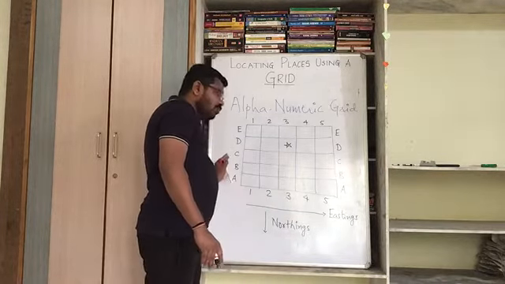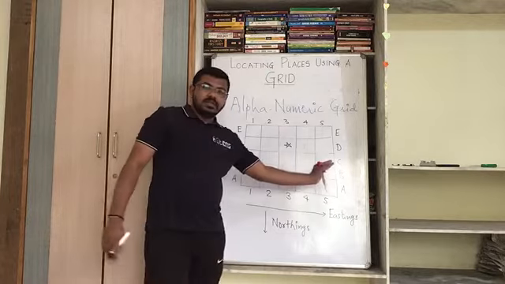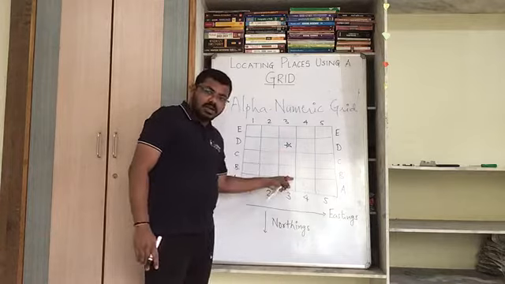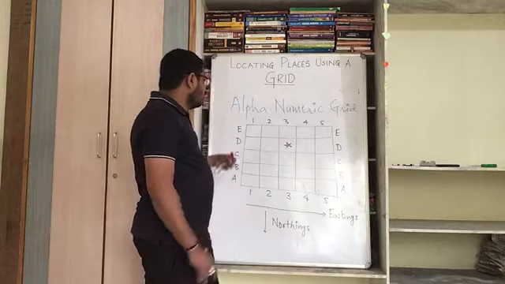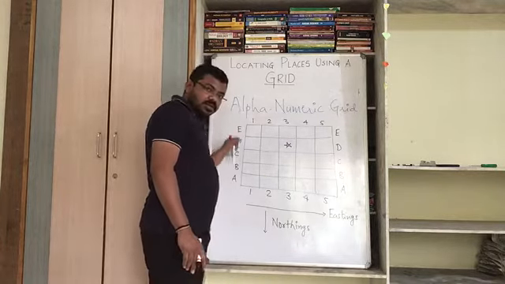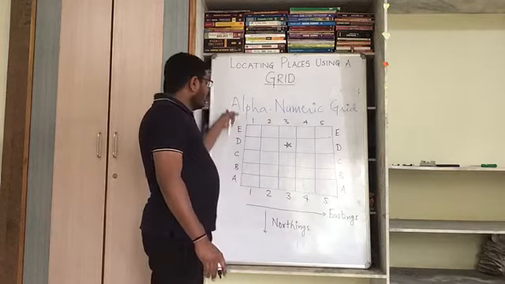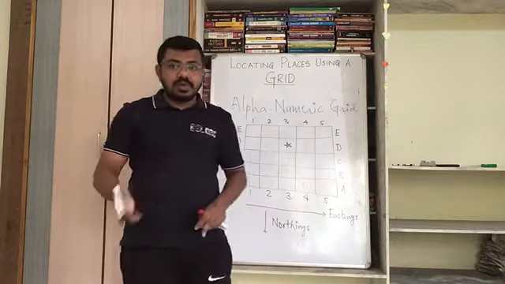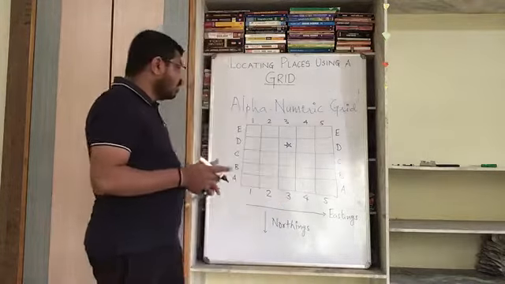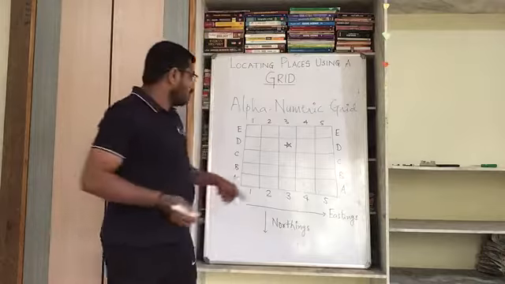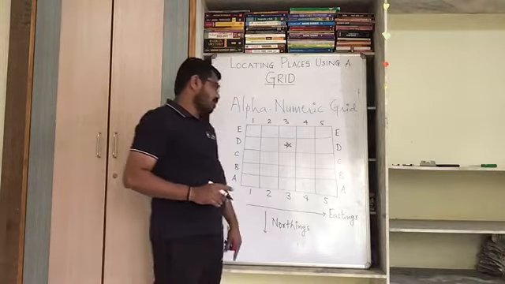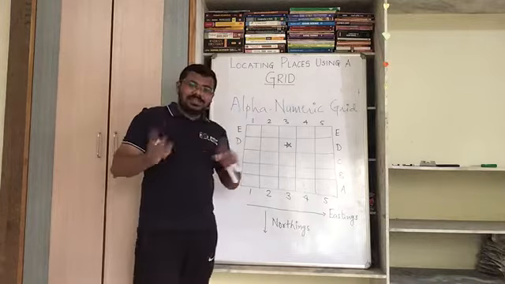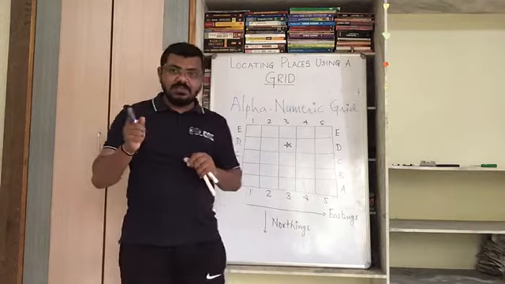Eastings is when you move from one corner to another corner using the columns, and northing is when you move from one corner to another corner using rows. So when you use columns or rows, you are actually using eastings and northings. So now what will be the location of the star? We have to start with eastings. First of all, it will start with eastings.